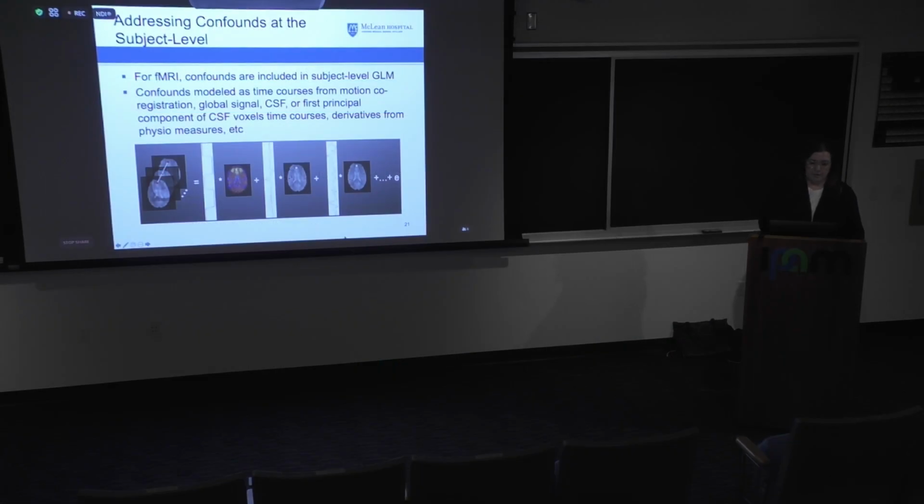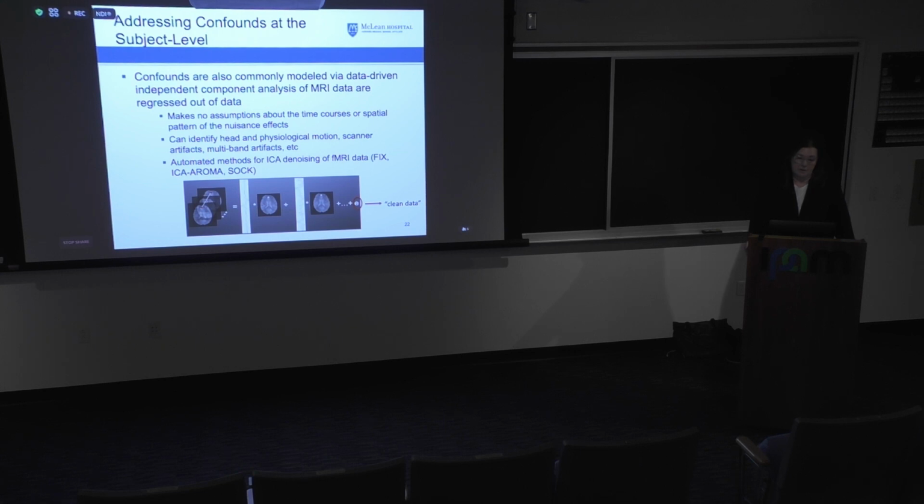And so by including these regressors in the GLM, you then estimate your brain map or your task activation map, statistically controlling for some of those confounding effects. So that's just a simple GLM approach.